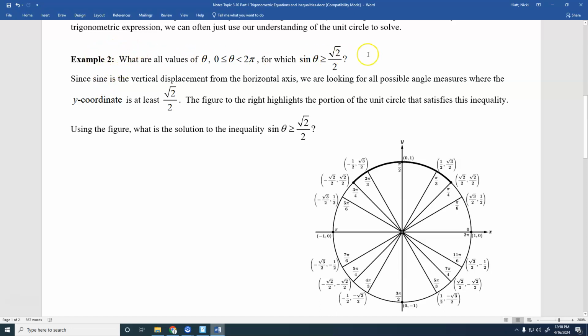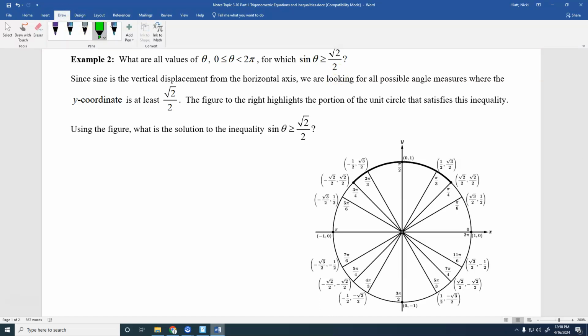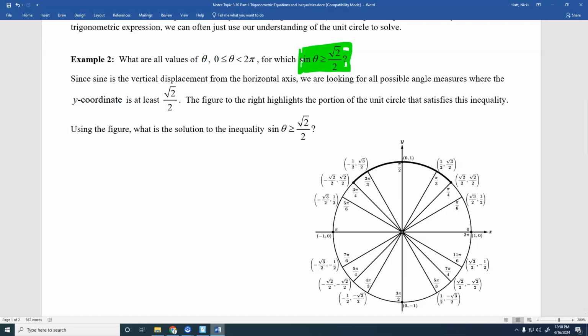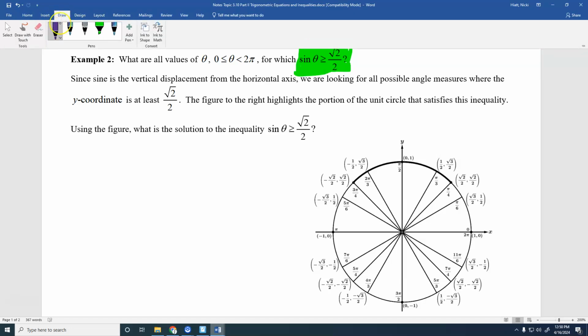The question is really just this first line right here. What are all values of theta from 0 to 2 pi for which sine of theta is greater than or equal to the square root of 2 over 2? So essentially what we are solving here is just this inequality. We want to know what makes that inequality true between 0 and 2 pi. So the first thing we have to know to be able to answer that is where sine equals square root of 2 over 2, right? So what are the values on the unit circle where sine equals square root of 2 over 2?